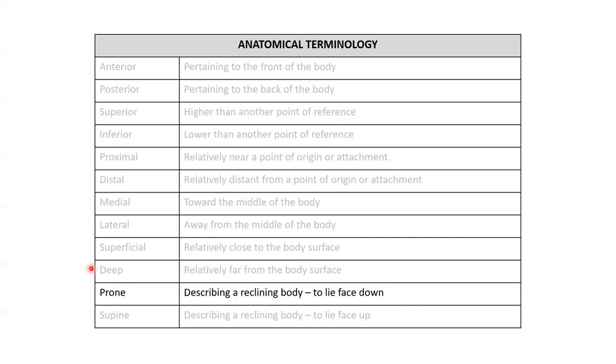Prone is then describing a reclining position where you are face down. So think about doing a plank or a prone hold. Your body is reclined, but you are face down. We also talk about prone in terms of our hands. When our palms are facing down, that's a prone position of our hands. And then lastly, we have supine. So supine is the opposite to prone. So it's still a reclining body, but now you're facing up. So you're at the beach, you're sunbaking, you're looking up at the sky. That is a supine position.